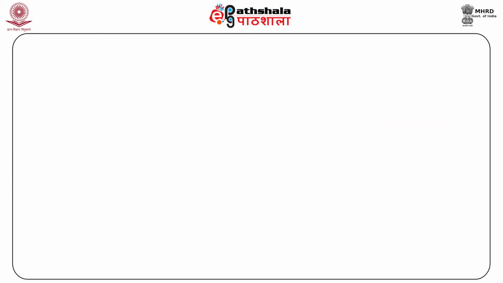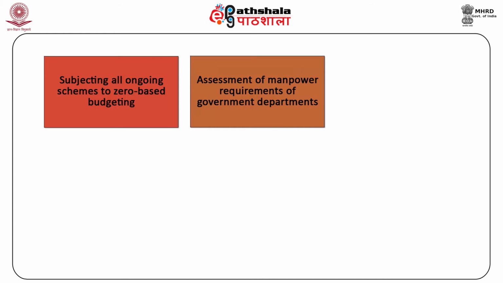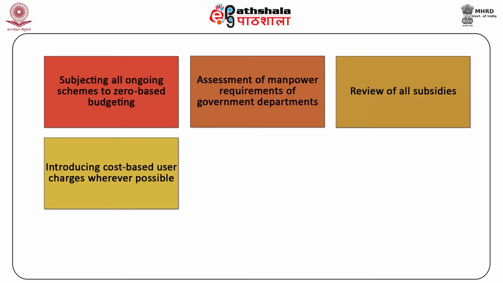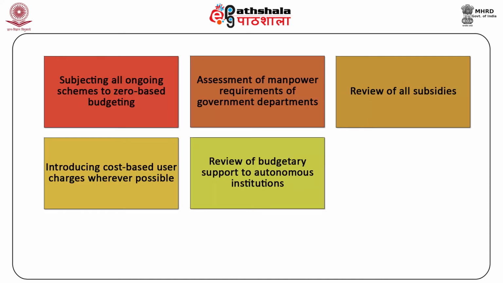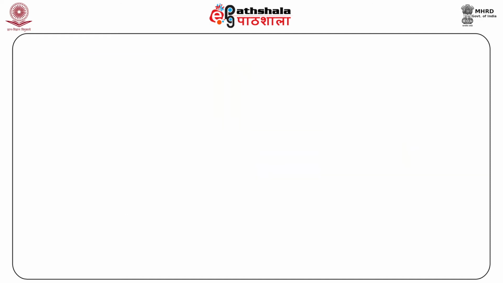A successful expenditure control policy should include the following: subjecting all ongoing schemes to zero based budgeting, assessment of manpower requirements of government departments, review of all subsidies, introducing cost based user charges wherever possible, review of budgetary support to autonomous institutions, and greater commercialization of the operations of public sector enterprises.